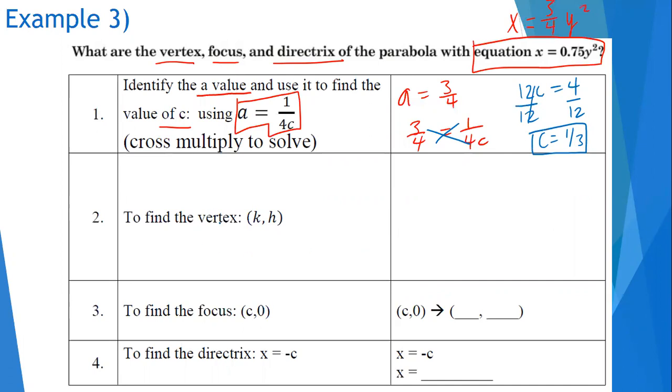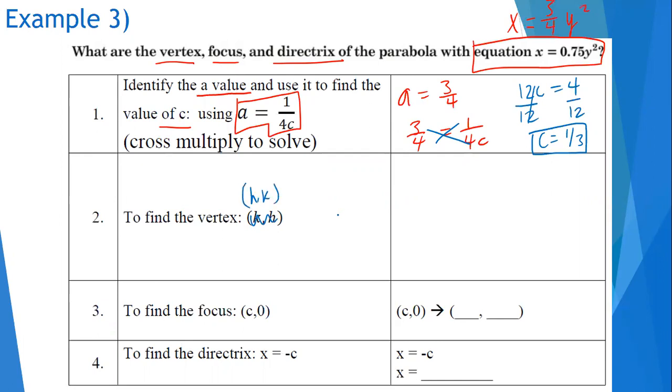All right. So define the vertex h comma k. I don't know why I wrote the vertex switched. My bad, guys.